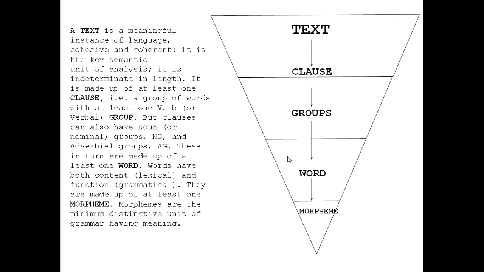Finally, words are made up of morphemes, and morphemes are defined as the minimum distinctive unit of grammar having meaning. Of course, in some cases, they don't make sense on their own. They need to be together with something else in order to make sense, but they are the lowest layer in the rank scale.